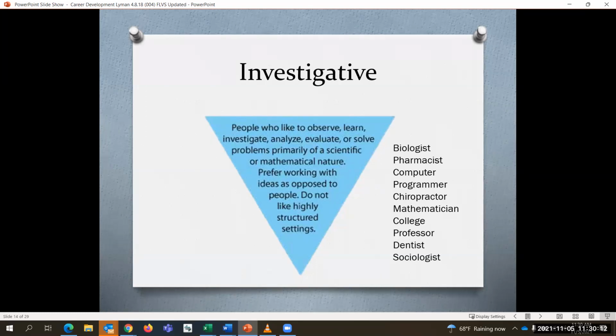I like computers and programming. Awesome. Very good. Yeah, and so you're going to see that you'll probably find, when we get through all 6 of these, you're going to find 2 or 3 that really stand out that sound like you. So keep that one in mind.